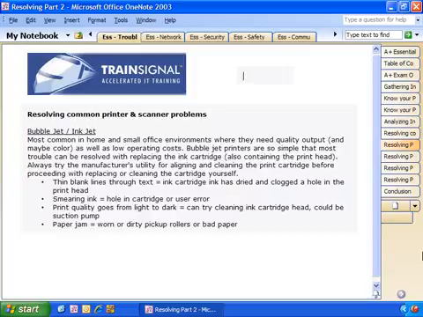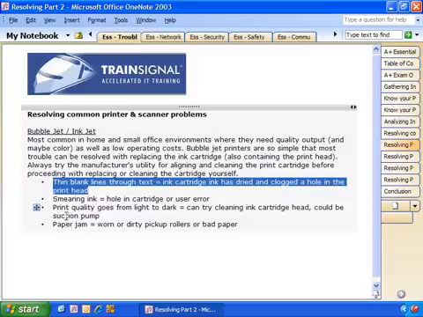Now, always try the manufacturer's utility for aligning and cleaning the print cartridge before proceeding with replacing or cleaning the cartridge yourself. So down here I listed some common problems. The first one is thin blank lines through the text. This can be caused by an inkjet cartridge where the ink has dried and a clogged hole has formed on the print head. So you could go through the cleaning process with the utility from the manufacturer, and then you may have to clean the print cartridge yourself.